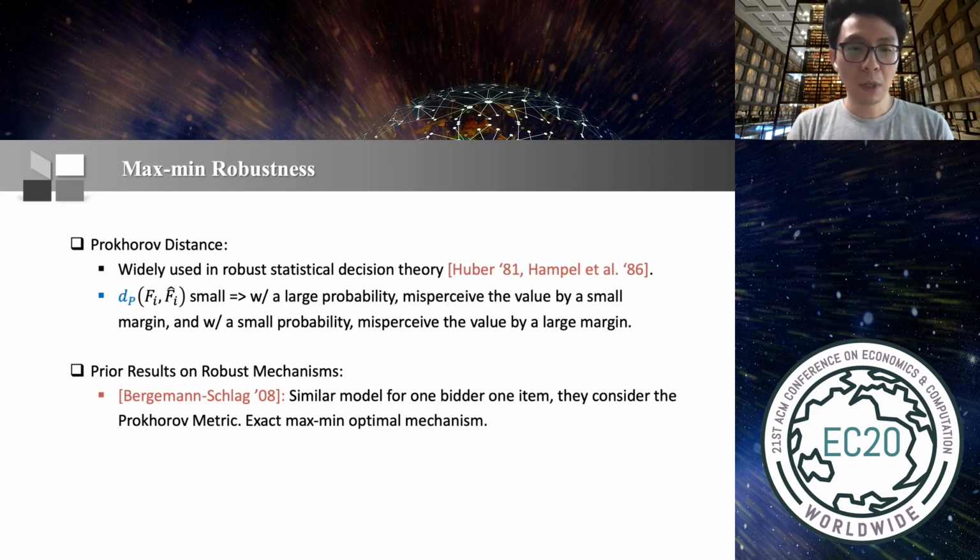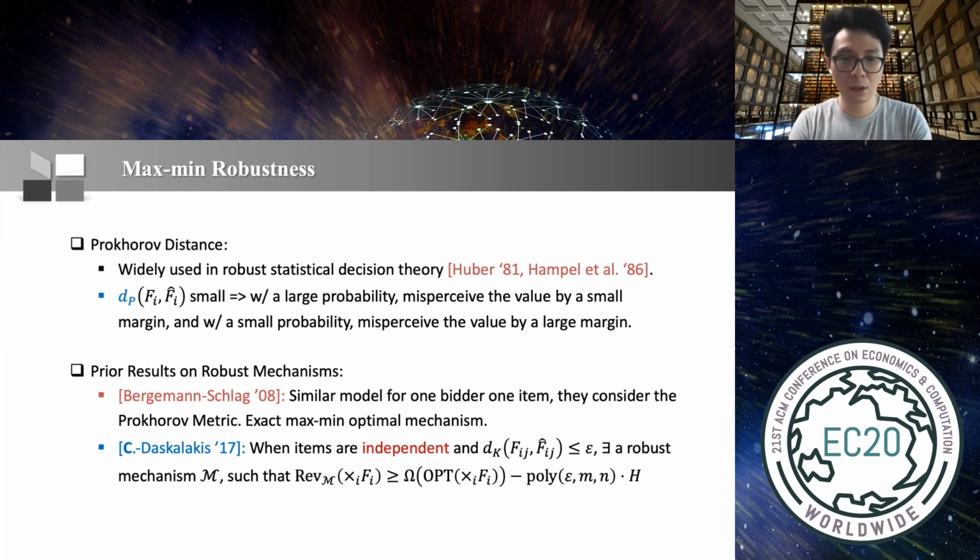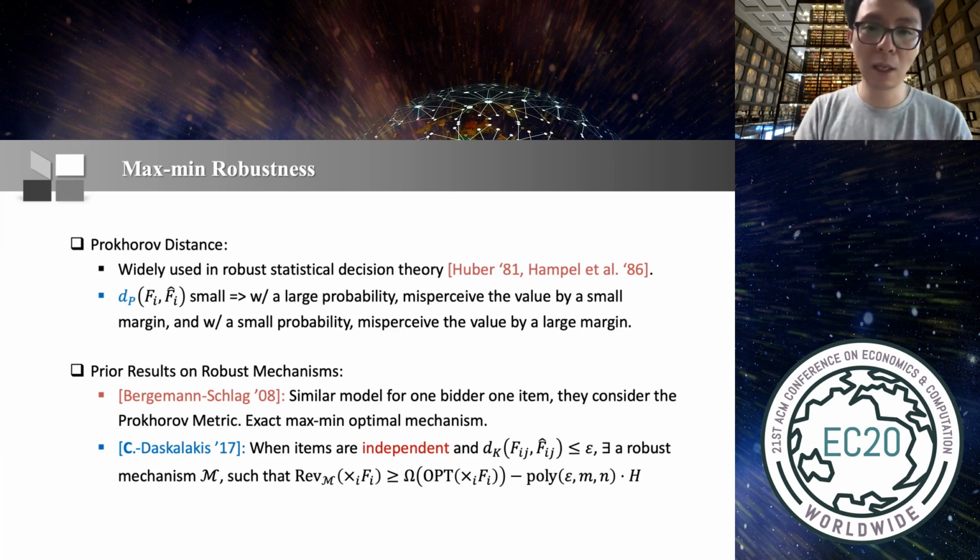And what do we know about robust mechanisms? The result by Bergemann and Schlag considers a very similar model, but only for one bidder and one item. And they also use the Prokhorov metric, and they characterize the exact max-min optimal mechanism. There's an earlier paper by Costis and myself. There we assume the items are independent, and we only constructed a mechanism that's robust but gives you a constant factor approximation. So in this paper, we remove the independence assumption, and also we can get a robust mechanism that gets almost optimal revenue.